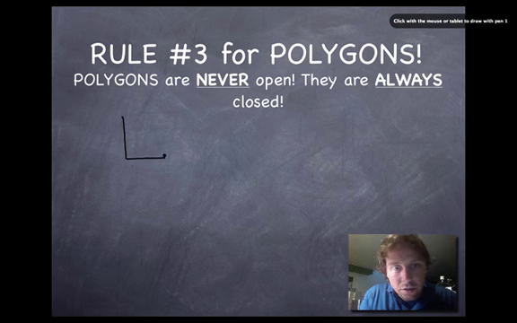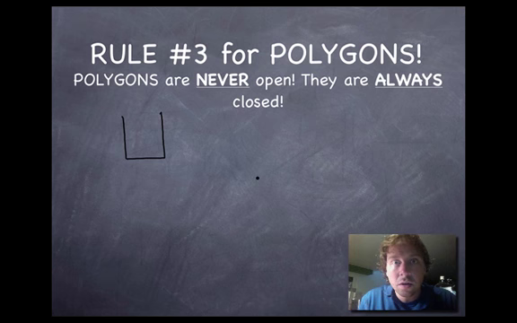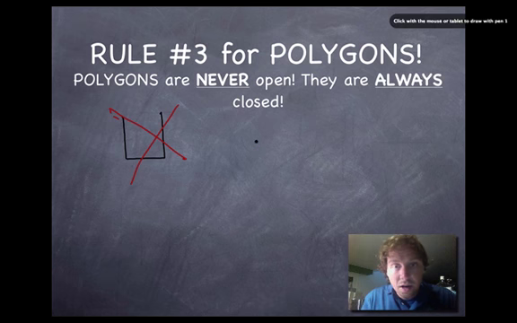Here we go. Let's do this shape here. There's a nice easy one. Straight lines, they don't cross, but look, they're open here. See that? Polygons must be closed. Okay, so that's not a polygon. All right, let's have another example here.